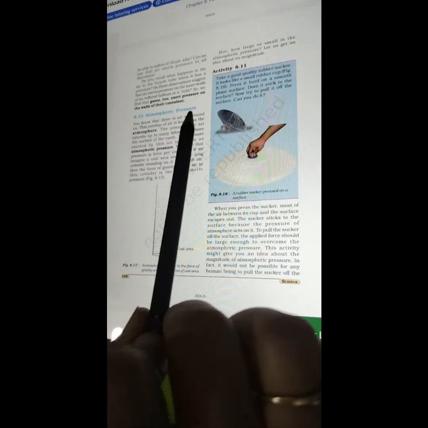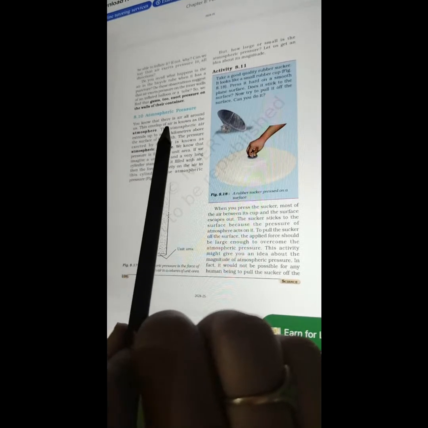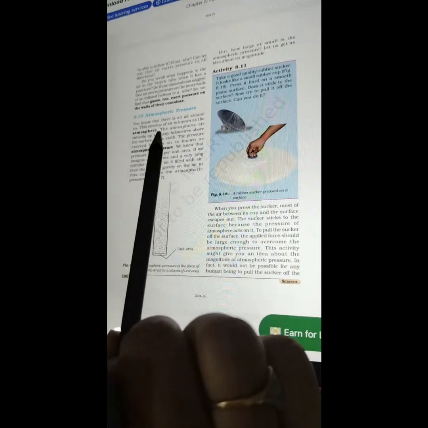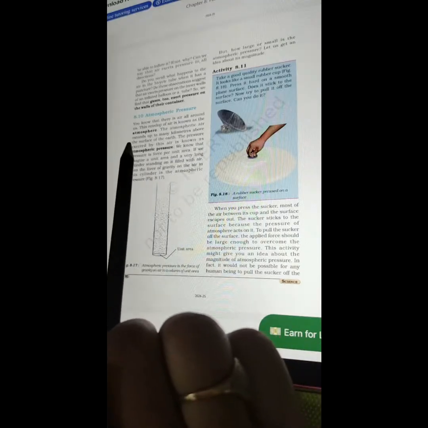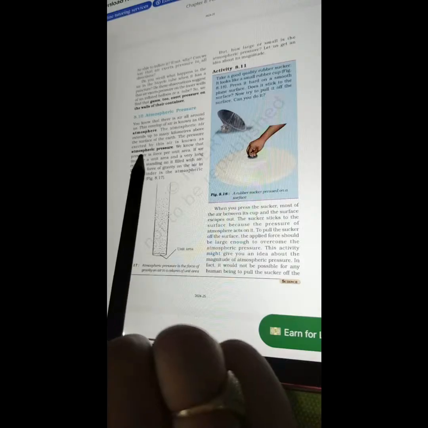8.10 Atmospheric pressure. Do you know that there is air all around us? This envelope of air is known as atmosphere. The atmospheric air extends up to many kilometers above the surface of the earth. The pressure exerted by this air is called atmospheric pressure.